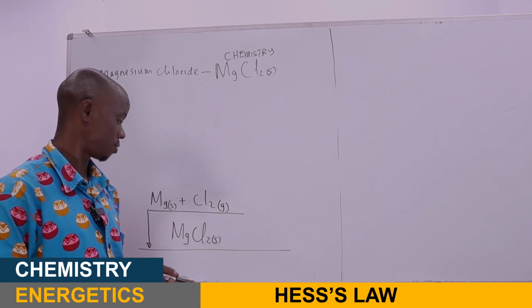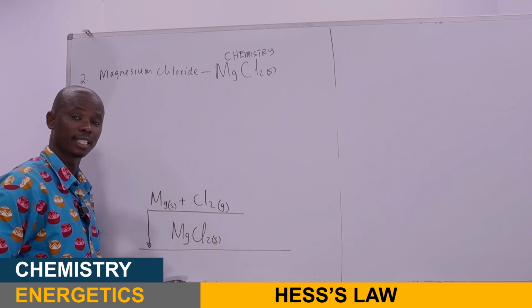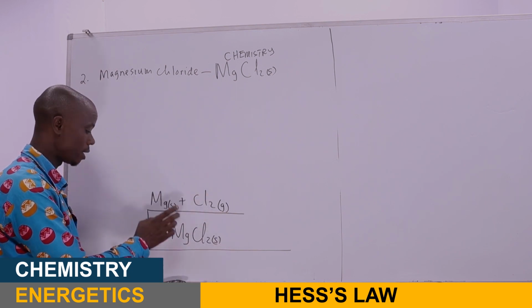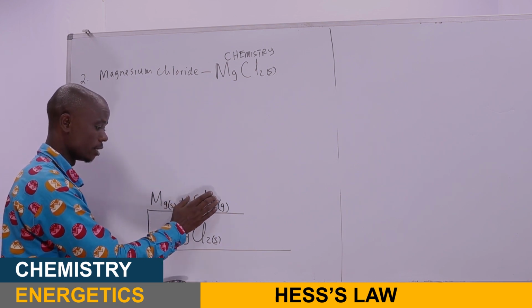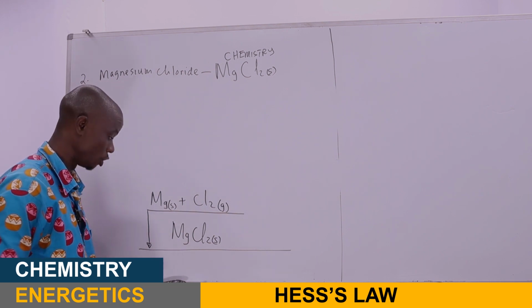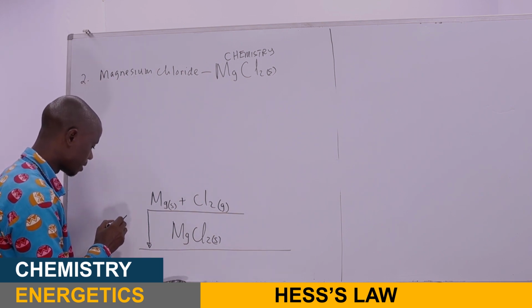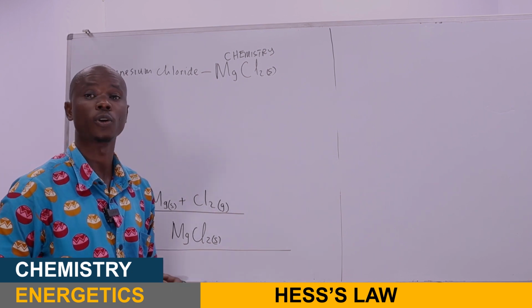From there, you have to balance the equation, because this is the product and this is the reactant. Magnesium is 1, magnesium is 1, so there is no problem with magnesium. Chlorine, there are two atoms of chlorine, so it is also balanced. So we write in summary here, this is the enthalpy of formation of magnesium chloride.